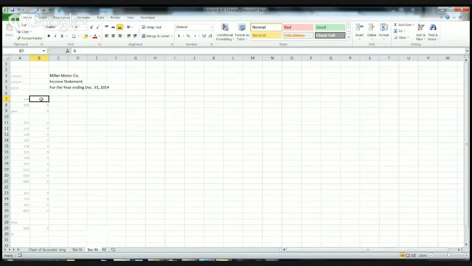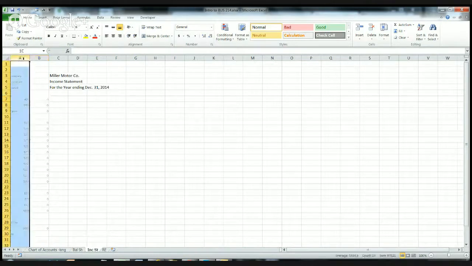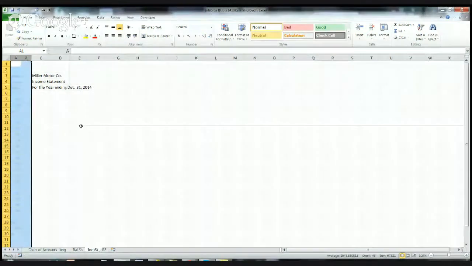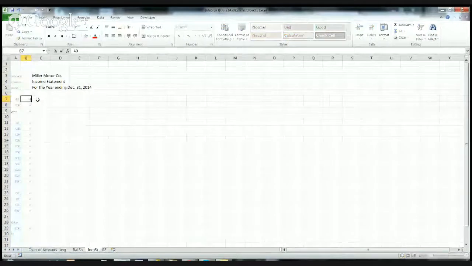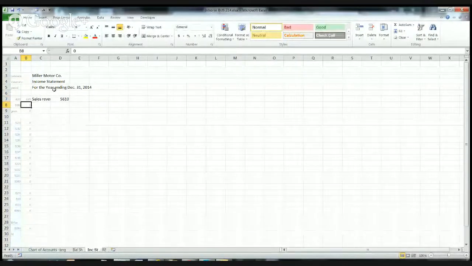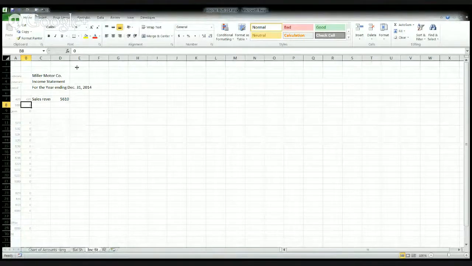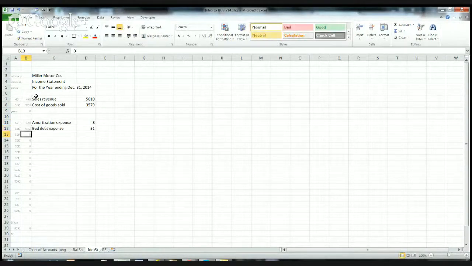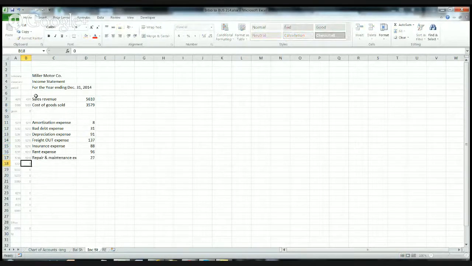Then I'm going to do the income statement similarly, and I'm going to narrow down this column, and there we go. And then I've got sales revenue. Let's stretch this out a bit. I've got cost of goods sold. I've got amortization expense, bad debt expense, freight out expense. That's tricky. I'll get sneaky later on with that, but we'll keep it straightforward today.